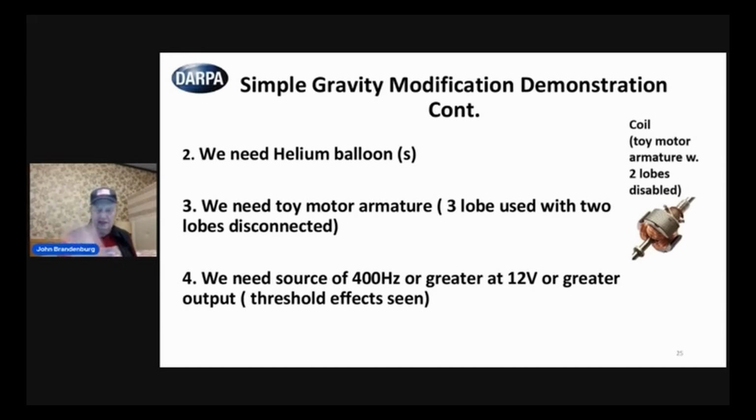As I said, buy a toy motor rated at somewhere between 9 and 12 volts, and take one of those 3-lobe little armatures and disable two of the windings, so you have just one winding. Then connect it to this powerful source of 400 hertz or above at 12 volts.